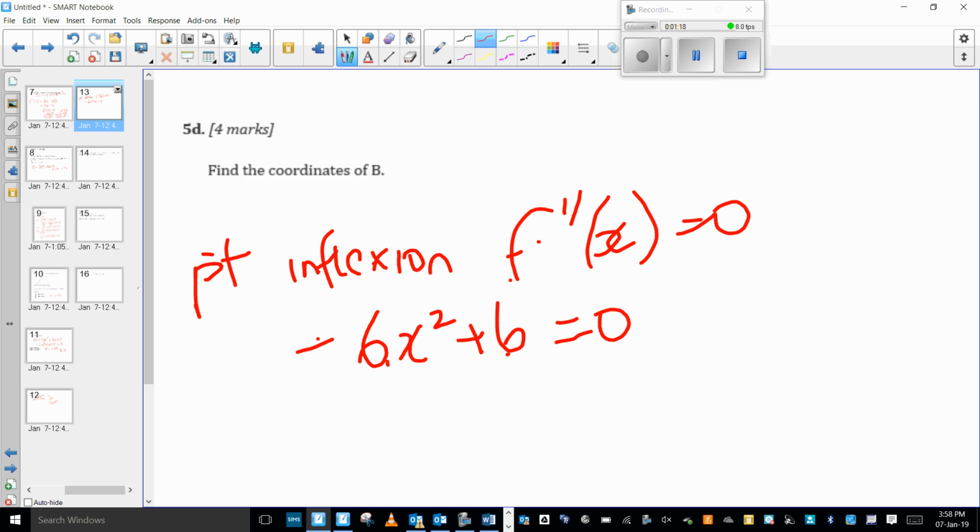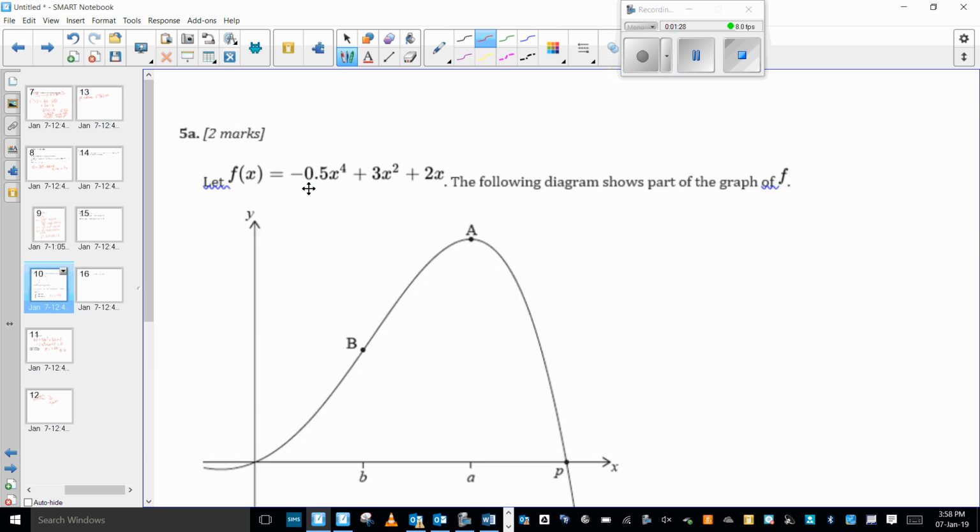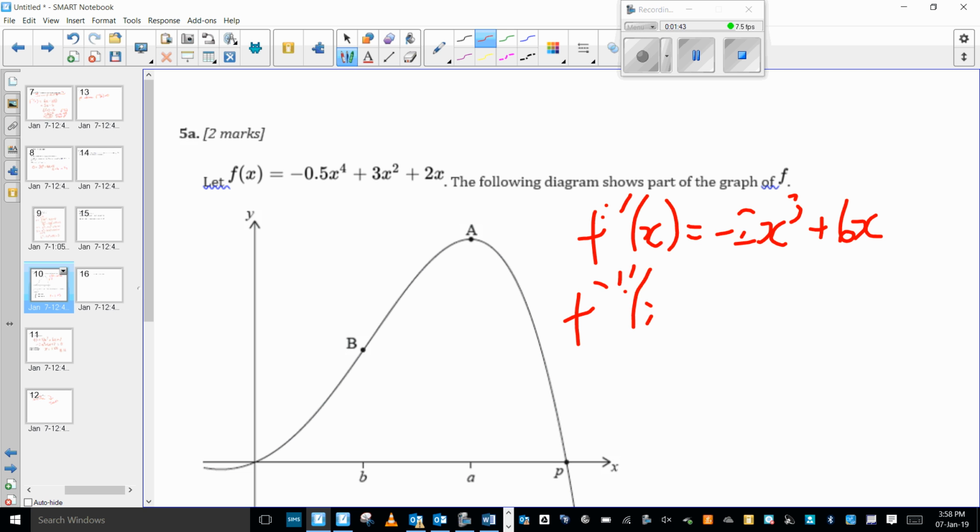Hang on, do we already have that? Oh, sorry, I had a big break, so I thought you knew this bit already. Okay, let's find the first derivative. So f dash x would be 2x cubed plus 6x, and then the second derivative would be negative 6x squared plus 6.